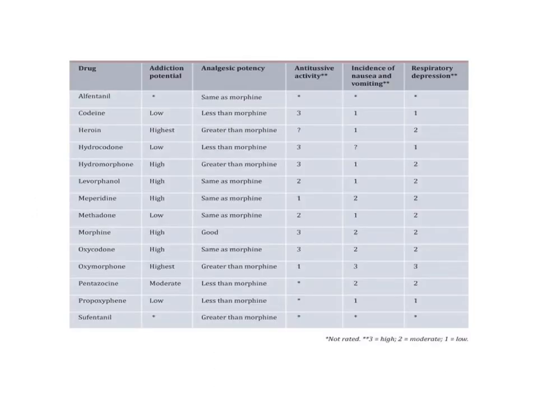This list will give you an idea of how opioids compare to our gold standard of morphine and to each other. This chart lists the analgesic potential, the antitussive potential, incidence of nausea and vomiting, and their potential for respiratory depression. You can see how they compare to morphine, which is there in the middle, and to each other as far as their relative addiction potential.